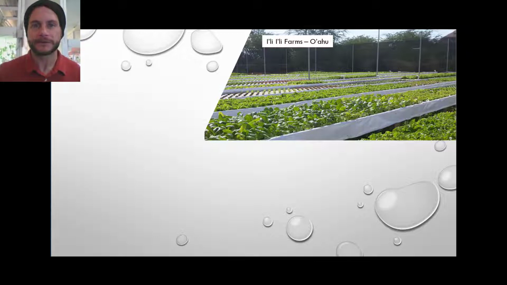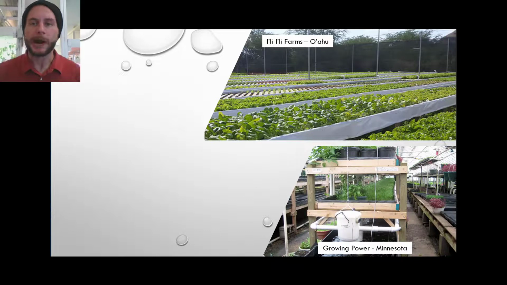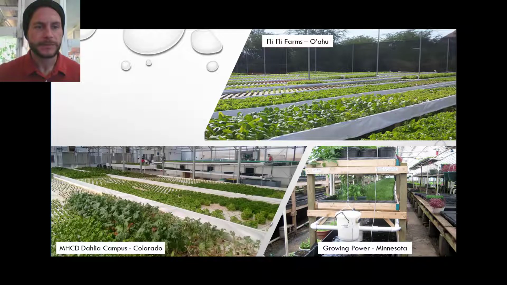the previous module. Growing Power in Minnesota is using a combination of deep water culture and NFT, as well as recirculating aquaculture systems to provide all of the food to their customers. The Mental Health Center of Dahlia is also using deep water culture and NFT to grow out their plants and their baby plants in their nursery. They use a recirculating aquaculture system to grow their tilapia.